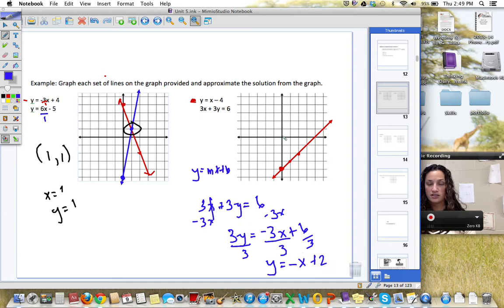So then I can go positive 2, and then the slope is negative x, which is a negative 1 over 1. So down 1, back 1, down 1, back 1, and I draw this line.